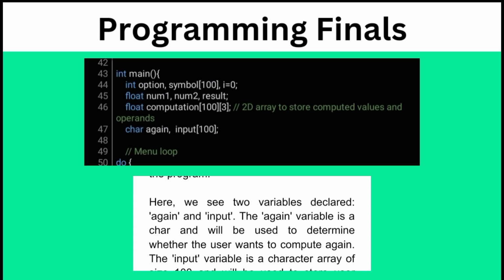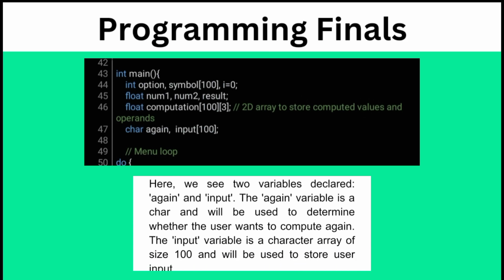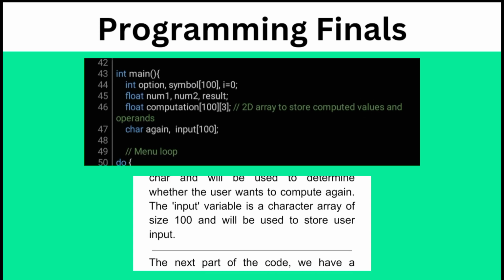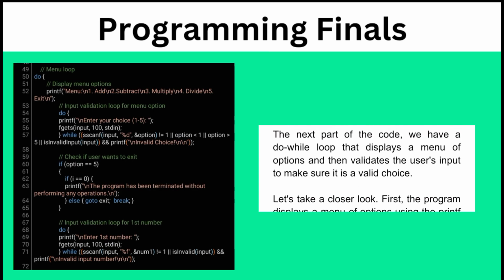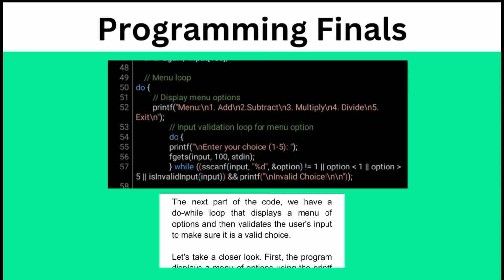Here we see two variables declared, again and input. The again variable is a character and will be used to determine whether the user wants to compute again. The input variable is a character array of the size 100 and will be used to store user input. In the next part of the code, we have a do-while loop that displays a menu of options and then validates the user's input to make sure it is a valid choice. Let's take a closer look.